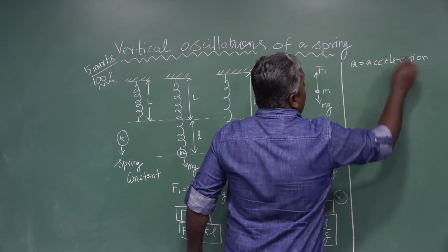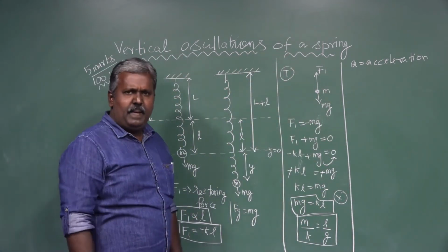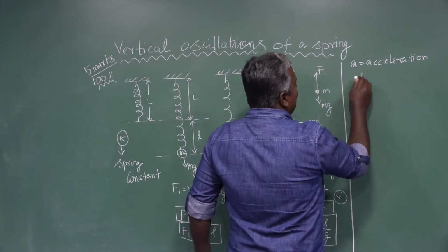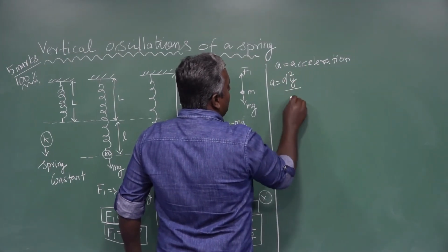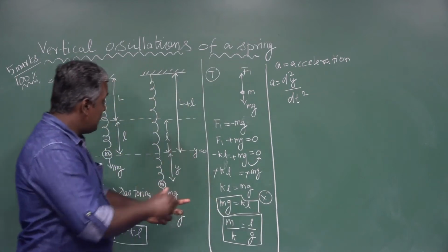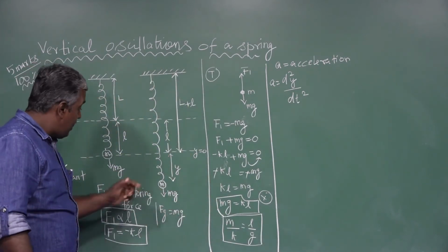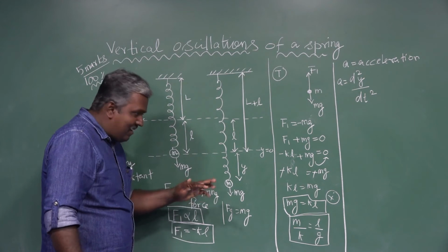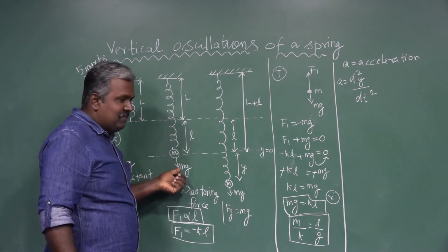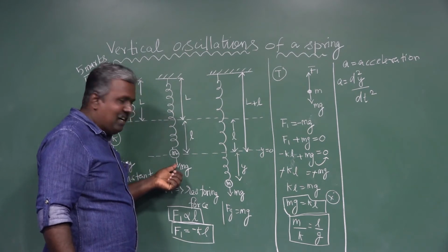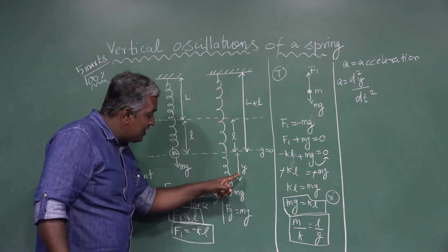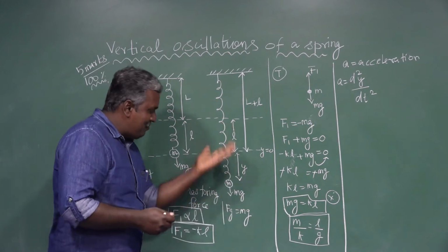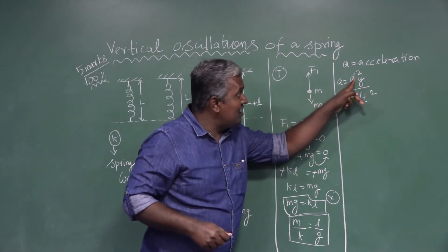This is the acceleration of the mass. Okay? I am correct or not? Very simple. So it is equal to d square y by dt square. Consider this displacement only. After applying external force on this mass, the spring further elongates with the displacement y. Okay? It just oscillates up and down with the acceleration a equal to d square y by dt square.